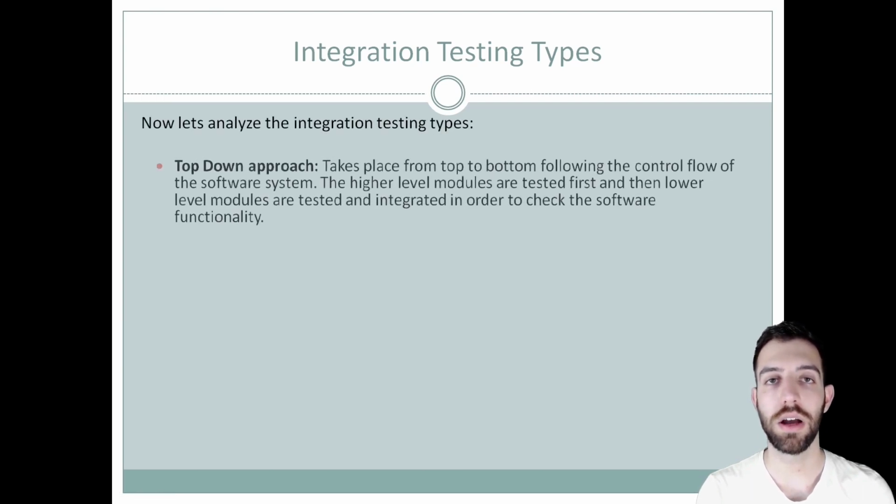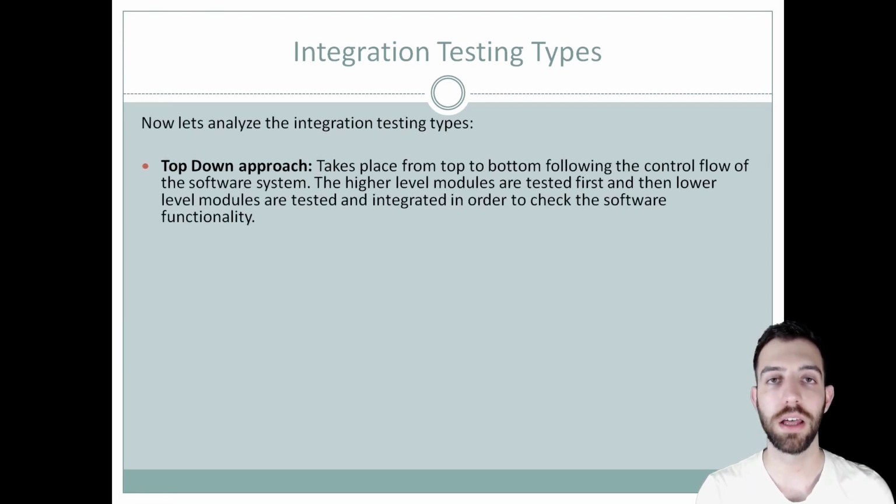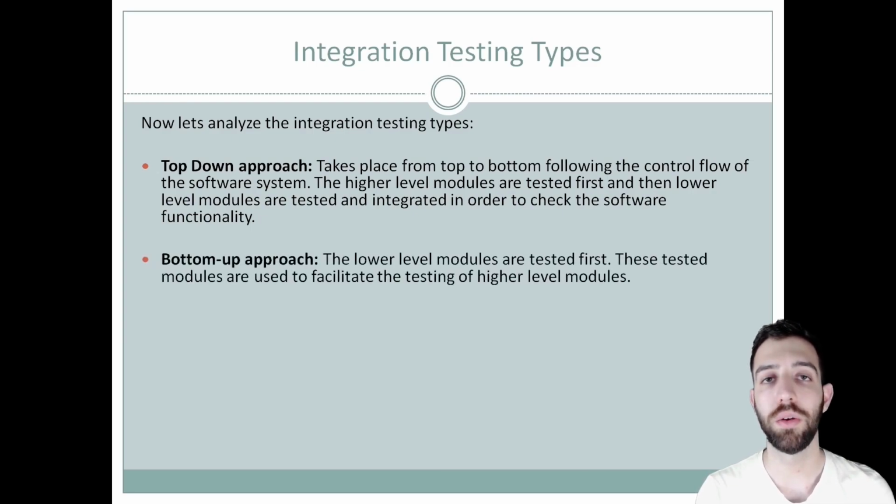At first, let's talk about the top-down approach, which is a method that takes place from top to bottom and follows the control flow of the software system. The higher level modules are tested first, and the lower level modules are tested and integrated in order to check the software functionality. Secondly is the bottom-up approach, in which the lower level modules are tested first. These tested modules are used to facilitate the testing of the higher level modules.